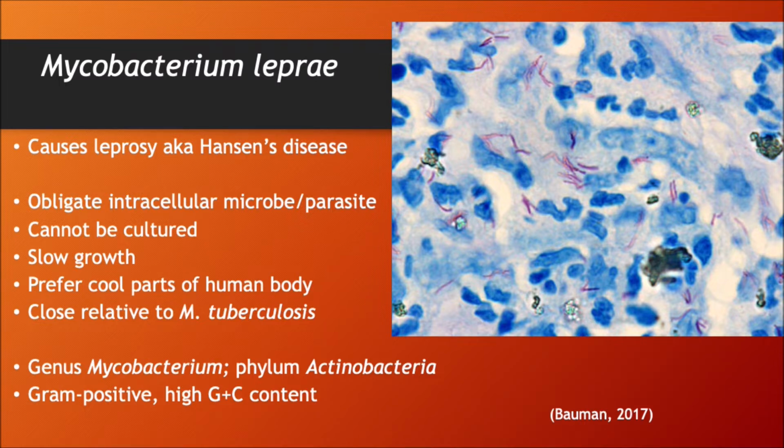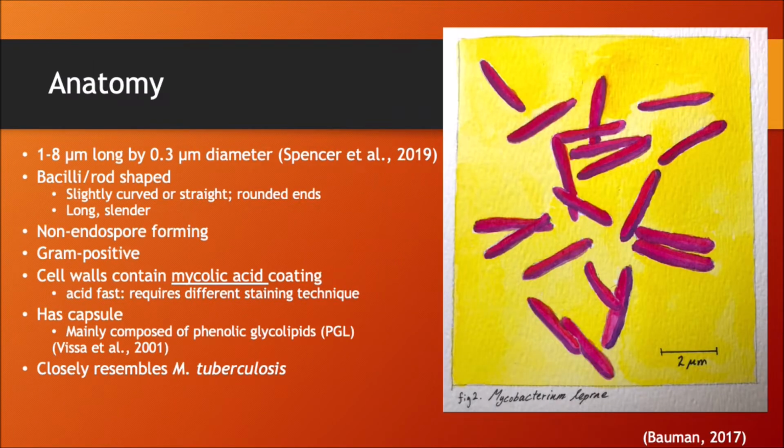It's part of the genus Mycobacterium, phylum Actinobacteria. It's gram-positive and has high GC content. This bacteria is between 1 and 8 micrometers long and about 0.3 micrometers in diameter. It's rod-shaped, can be slightly curved or straight, and has rounded ends. It does not form endospores.